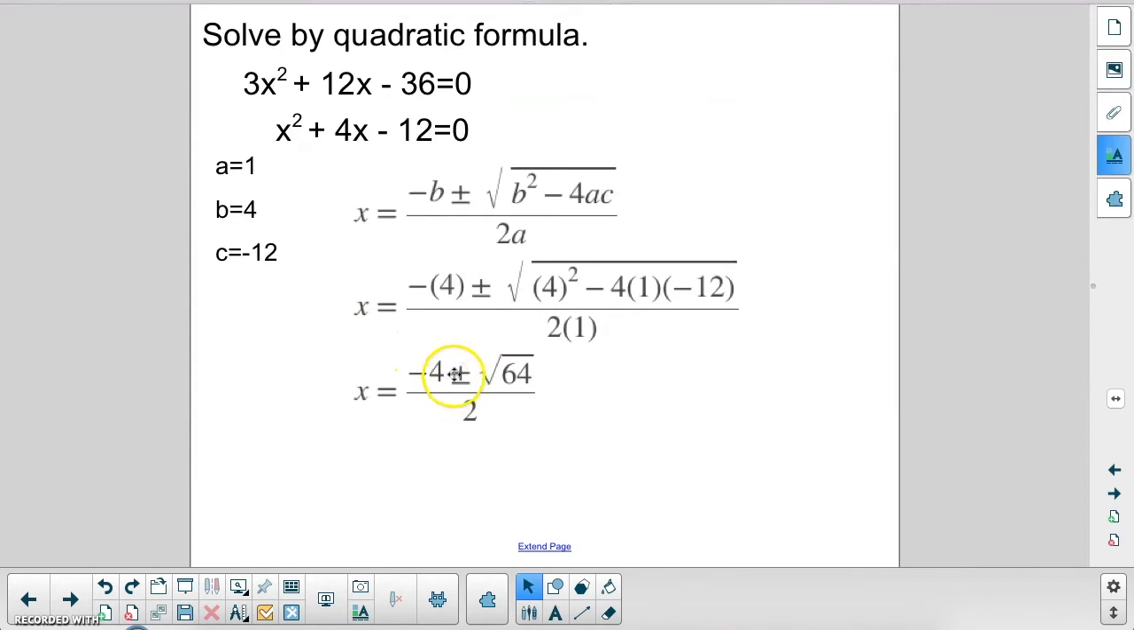And I have negative 4 plus or minus the square root of 64 divided by 2. Well, 64 is a perfect square, so I can take the square root of that and get 8. So I have negative 4 plus or minus 8 divided by 2. And I still get 2 and negative 6, just like I did when I solved it by completing the square. The solution should not change when you're just using a different method to solve it.